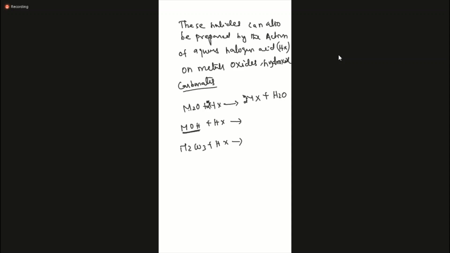Metal hydroxide reacts with HX: metal halide will form plus H2O. Metal carbonate reacts with HX: metal halide will form plus carbon dioxide plus H2O. For balancing, 2MX, 2HX. Here M is lithium, sodium, potassium, rubidium, cesium, and X is fluorine, chlorine, bromine, iodine. These are some other preparations of metal halides. I hope these points are clear. Yes or no? Let me know please.